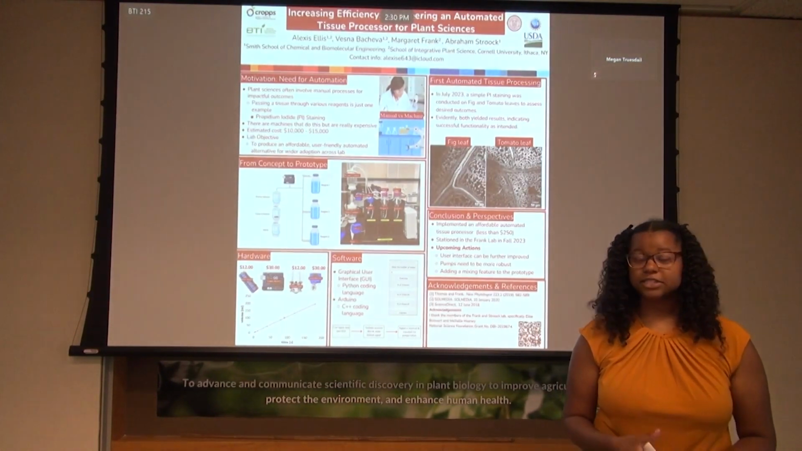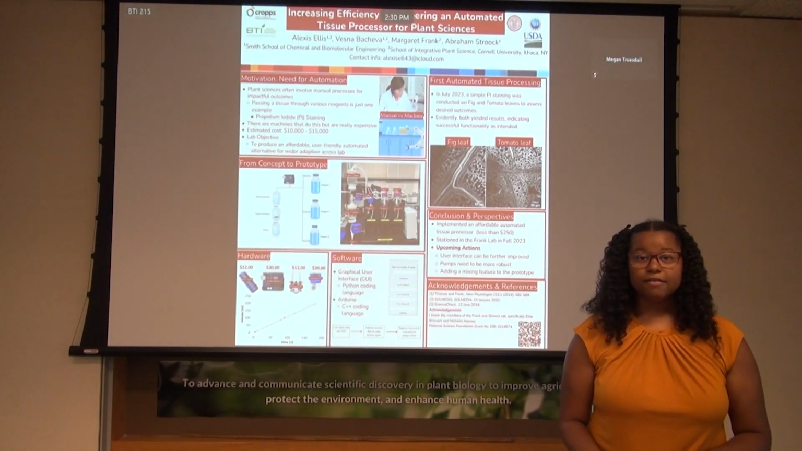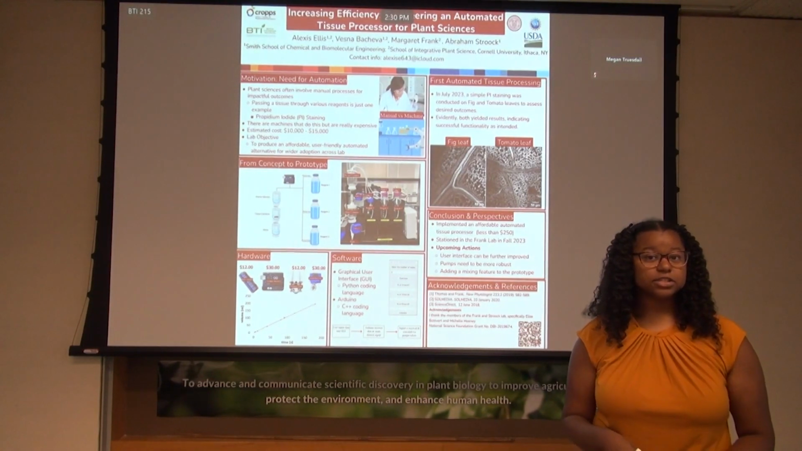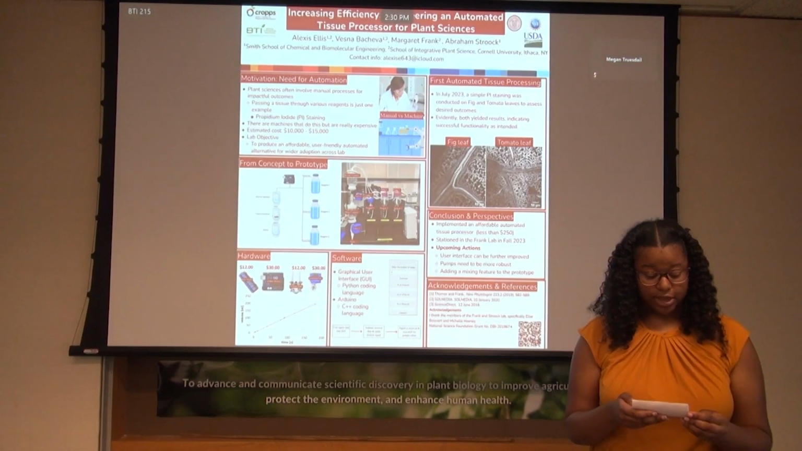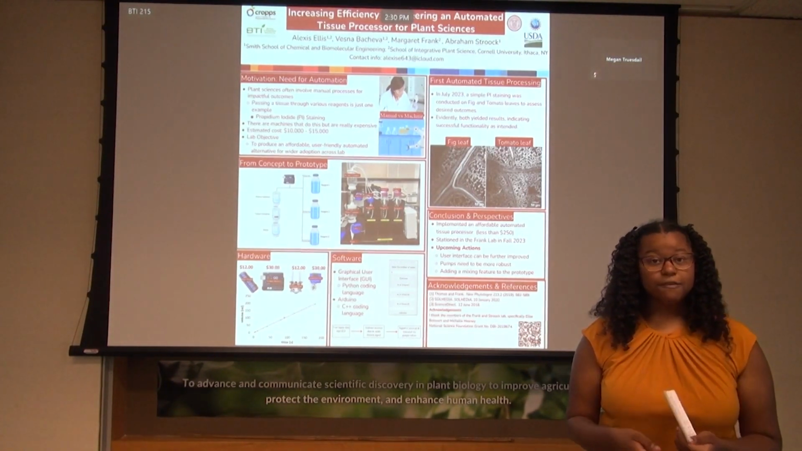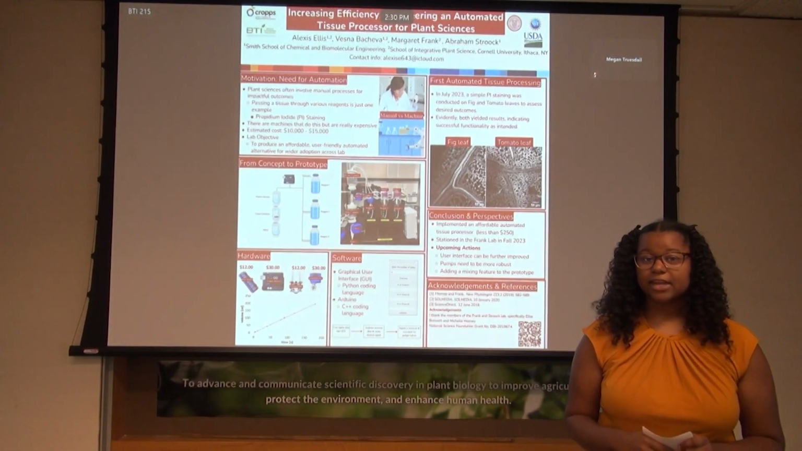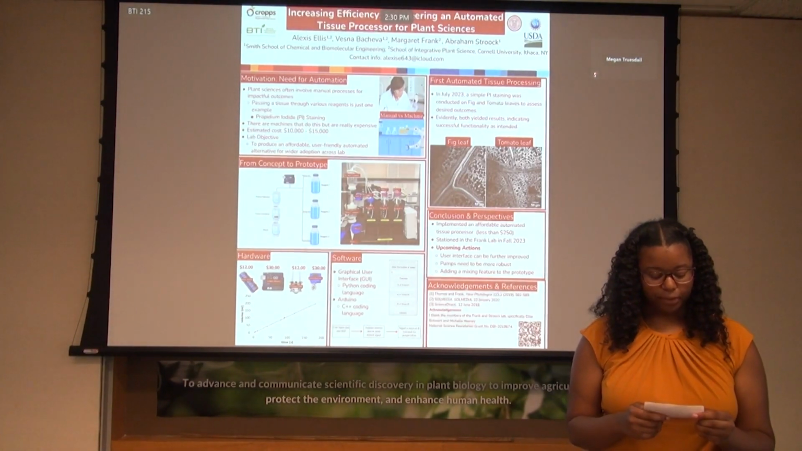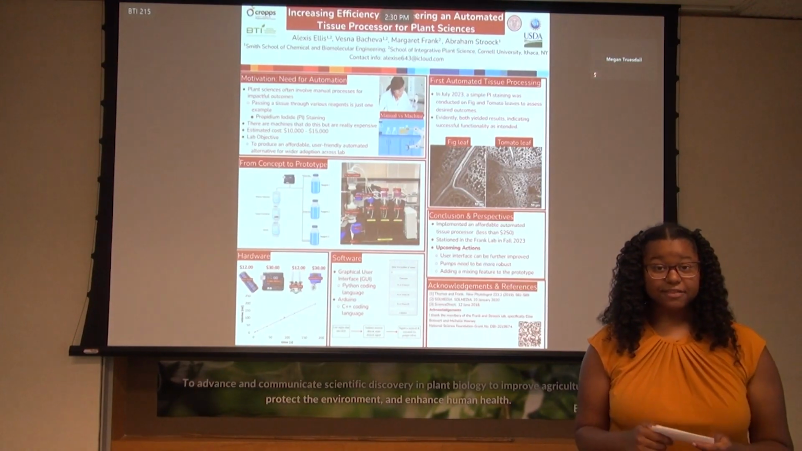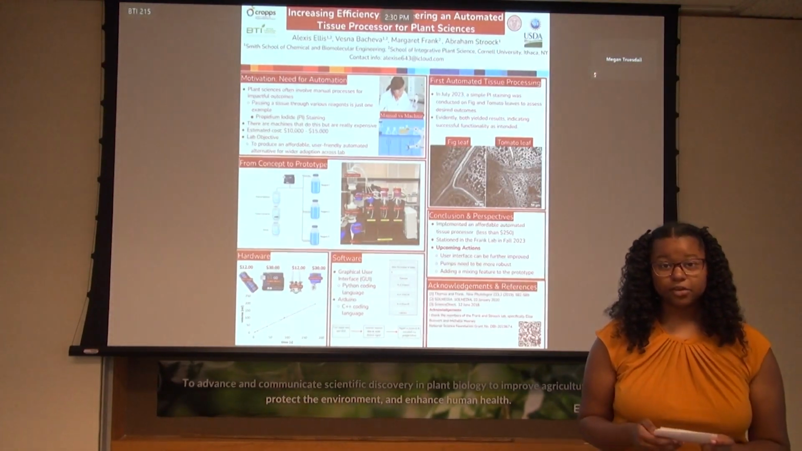Now, there are automated tissue processors out there. However, they are not cost effective and can range anywhere from $10,000 to $15,000. This makes this matter urgent because we need to find affordable alternatives that can be replicated in other labs as well. My project seeks to make plant science research more cost-effective and accessible so that we can increase workflow.